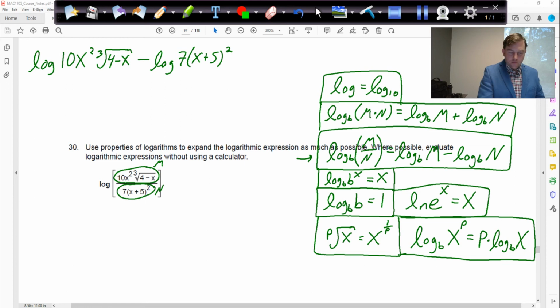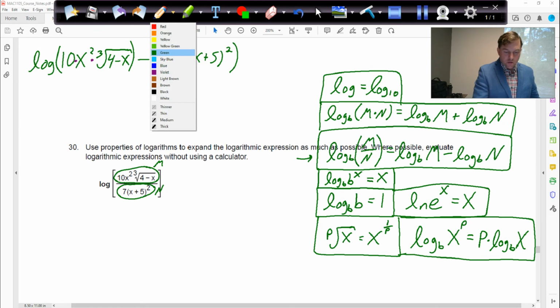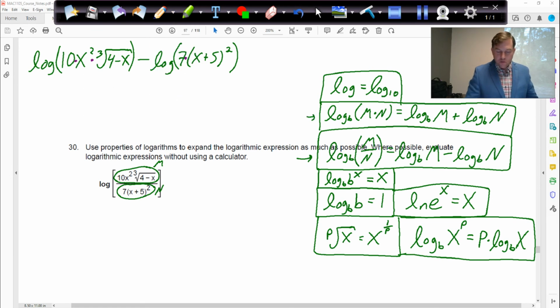And now we're going to write, let me put parentheses around all this. So these are arguments of the log. Now I'm going to mark where we have multiplication. This 10 is multiplying that x squared. This x squared is multiplying that cube root. This 7 is multiplying that x plus 5 squared. And everywhere I have those dots, they're going to turn into addition. So we're going to use this rule. Things being multiplied will turn into logs that are being added.